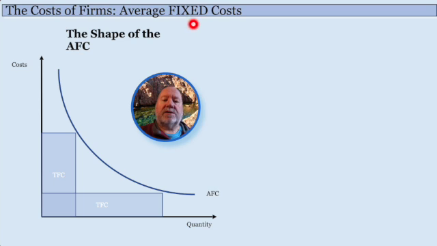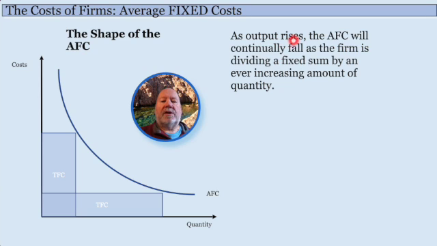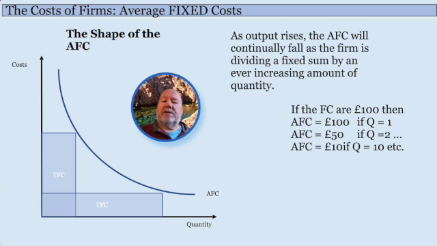So the average fixed cost is going to be, here it is, it's downward sloping, and it never turns up. The reason for that is that the fixed cost is a fixed number. If you divide this fixed number by a small number here, you're going to get very large average fixed costs over here. But as you divide that fixed number by an ever increasing quantity, the average fixed cost is going to come down. So as output rises, the average fixed costs continually fall because you're just dividing that fixed sum by an ever increasing quantity. So, an example: average fixed costs will be 100 if the fixed costs are 100, because I've only got one output. When I get two outputs, I'm dividing that by 2, and so the average fixed costs are going to go down.